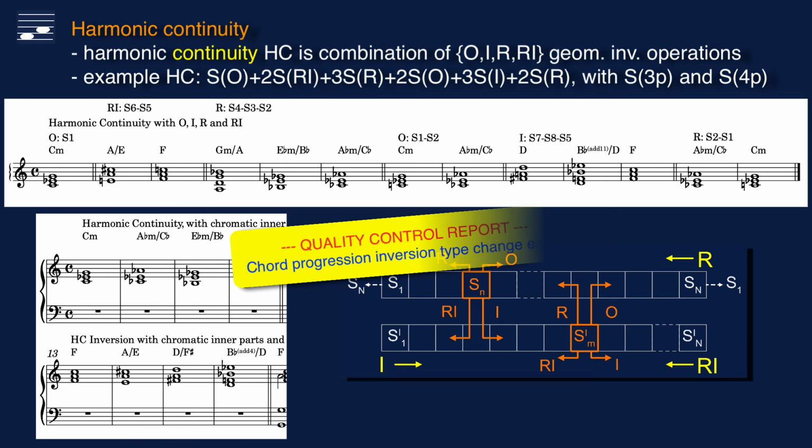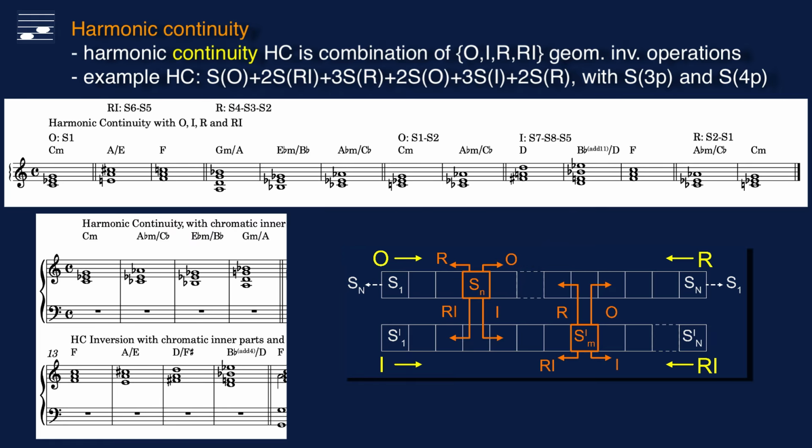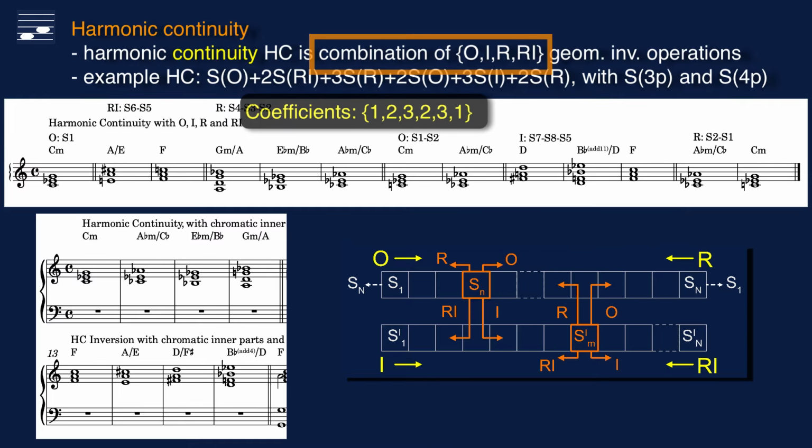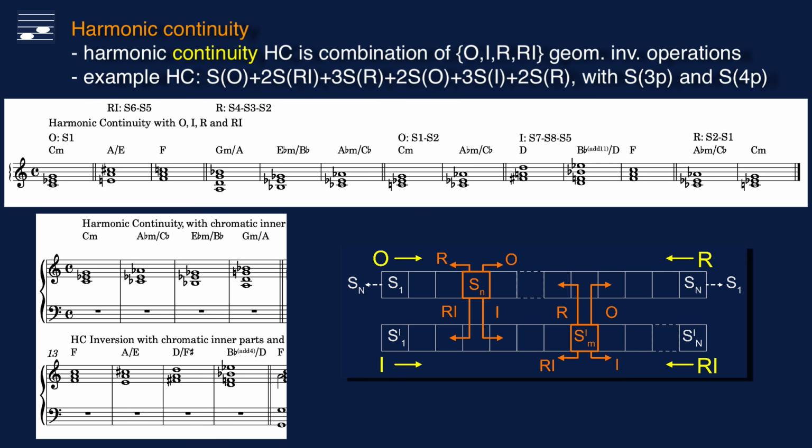Unfortunately, when doing the quality control of this tutorial, I noticed a few errors, not adhering to the diagram presented in this section. I'll leave these for you to spot. This is the example 13-chord structure harmonic continuity, using all 4 fundamental geometrical inversion forms, and the following set of coefficients for the number of chords in each subphrase: 1, 2, 3, 2, 3, 2. Thus, we obtain the longer harmonic continuity, a combination of triads and the occasional 4-part chord.